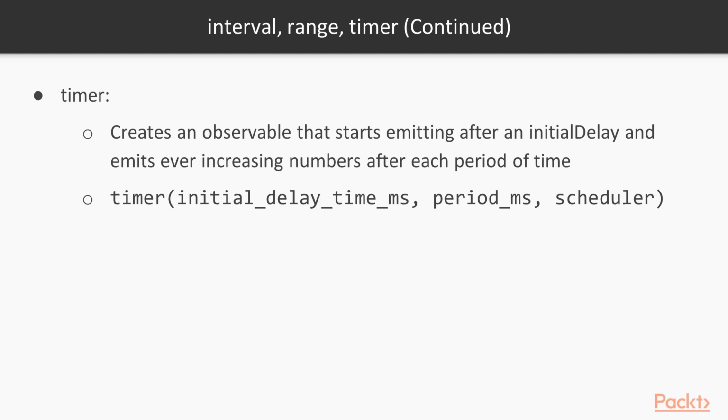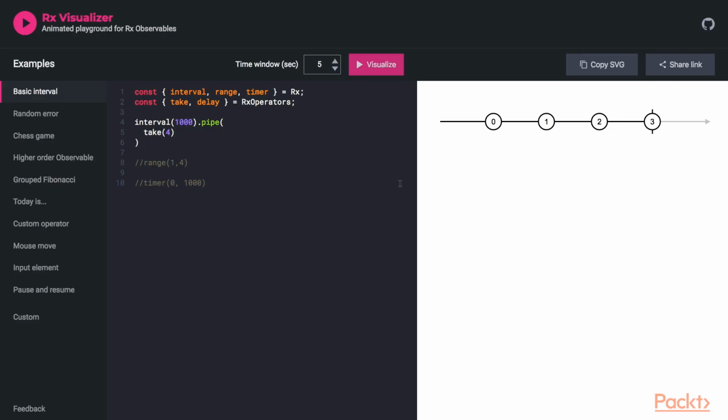Let's take a look at how they work in Rx Visualizer. As you can see, interval generates values each second, as we set it. Let's try range. Range generated 4 values, but almost at the same time. Timer starts generating values after an initial delay. Here the initial delay equals 0.